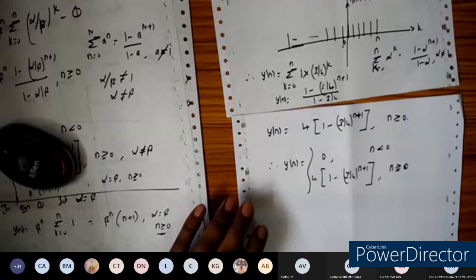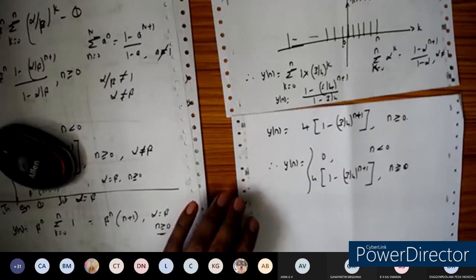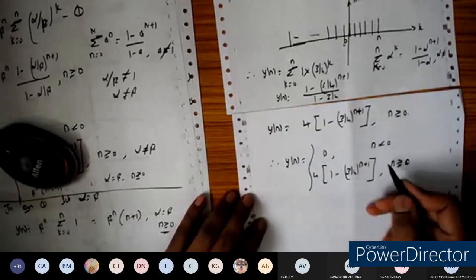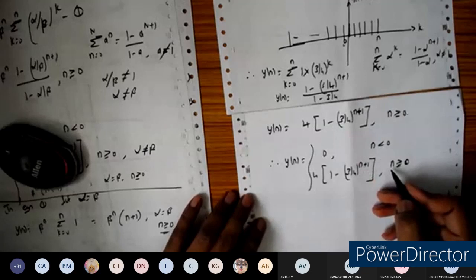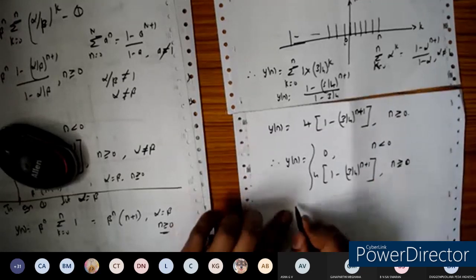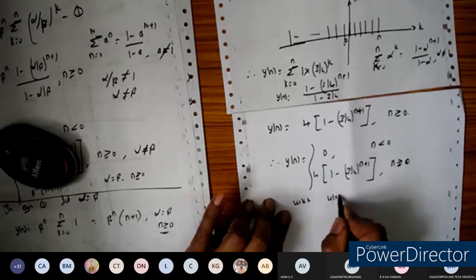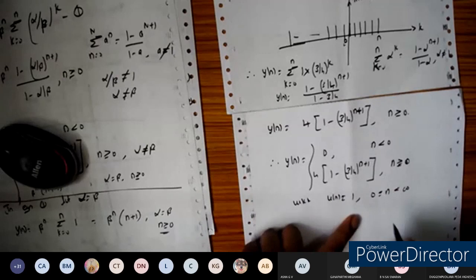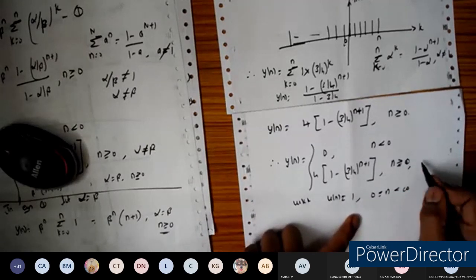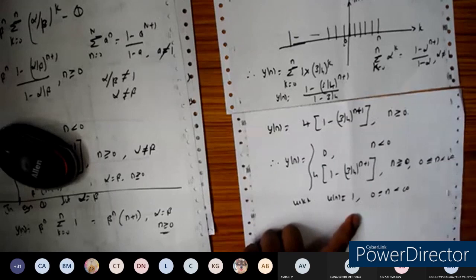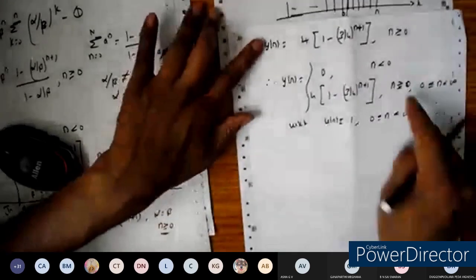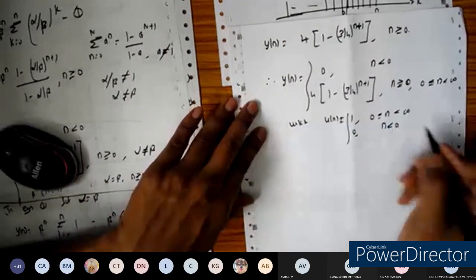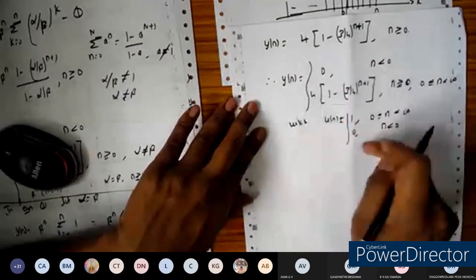So I think you got some idea how to solve these problems. So this is 3/4, 0.75. This condition can be replaced in terms of u[n]. We know that u[n] is 1 for 0 less than or equal to n less than infinity, and u[n] is equal to 0 for n less than 0. So we can combine this condition with this one.